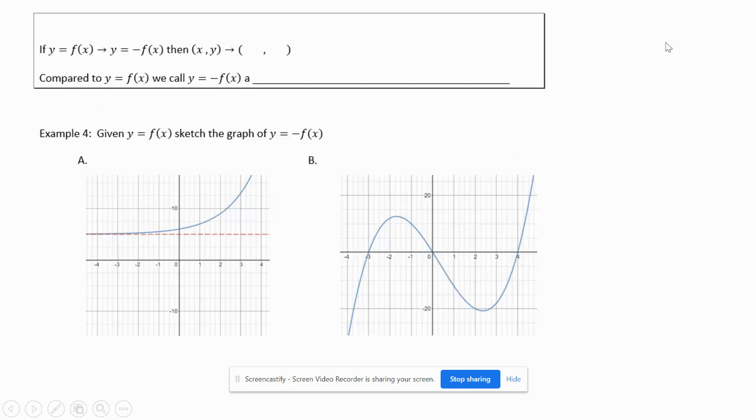Okay, so what's our mapping notation going to look like over here? So this type of transformation is not going to affect the x coordinates, only the y coordinates. So this is going to become (x, negative y). We call this a reflection in the x-axis, or a vertical reflection.